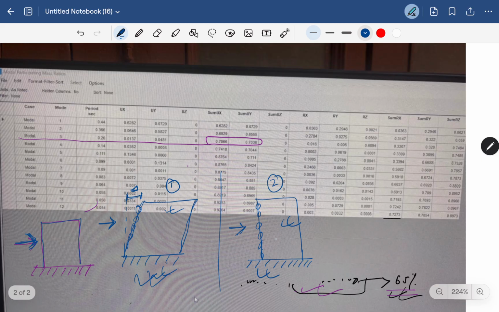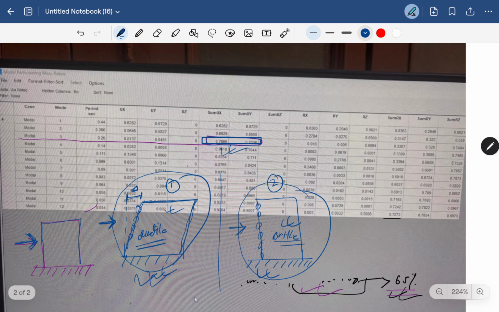So this structure is brittle, and this structure is ductile, okay. The structure which is brittle attracts more earthquake load, and the structure which is ductile attracts less earthquake load. So the meaning of this is that it should be greater than 65%. When seismic load is applied on any type of structure, our structure should participate at least 65% in the earthquake load. So when earthquake load comes, our structure will deflect like this, meaning it is participating, but in this case it is not participating. So we check this value in model 3.